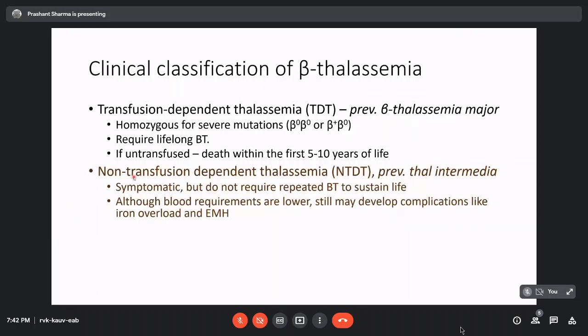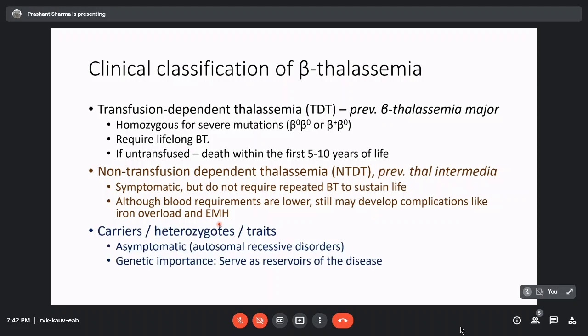Then we have a group of patients. These are less common than the transfusion dependent ones, and these are called non-transfusion dependent thalassemias. Previously, they were called thalassemia intermedia. Now, these patients are symptomatic, but the key difference from TDT is that they do not require repeated transfusions to sustain life. So they may require intermittent transfusions, but they should not be dependent on that to simply survive. And although blood requirements are lower, these patients are not asymptomatic, remember. They may still develop complications, especially iron overload and extramedullary hematopoiesis.